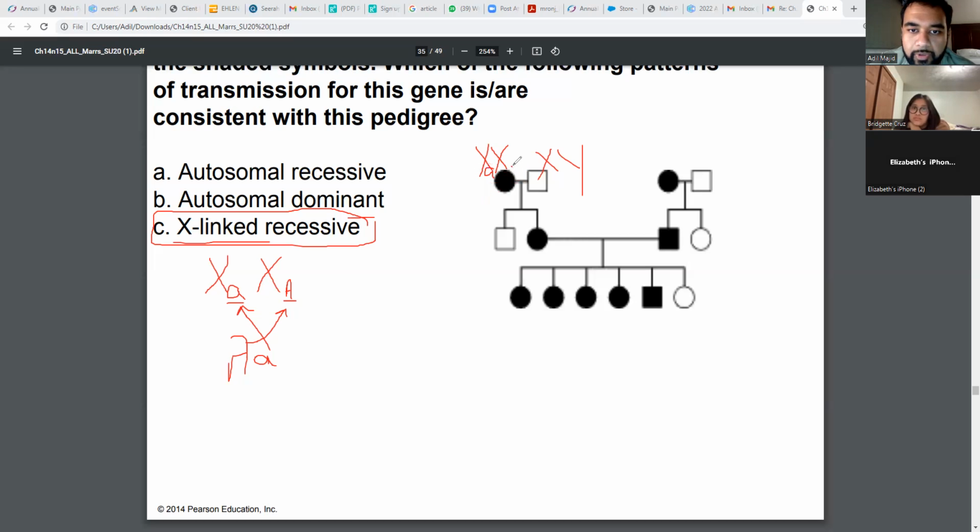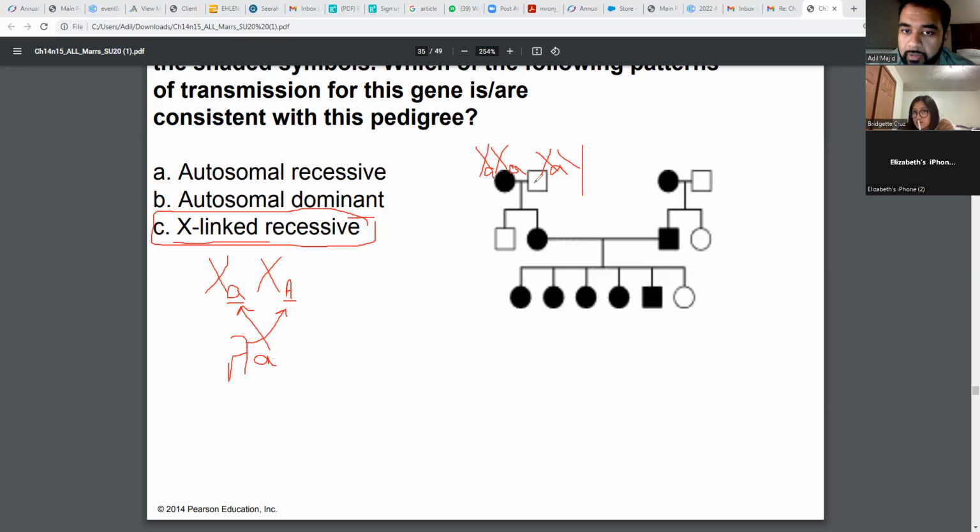Let me just redraw that because I didn't like the way it looked. Anyways, what can you tell me about the husband's X? Again, for the sake of argument, we're assuming that this is X-linked recessive. What can we say about this X? Is it X little a or X big A? Little a. Okay. Why would it be little a? Because X-linked recessive.